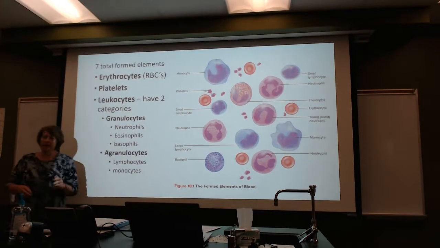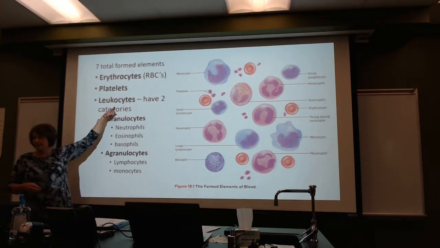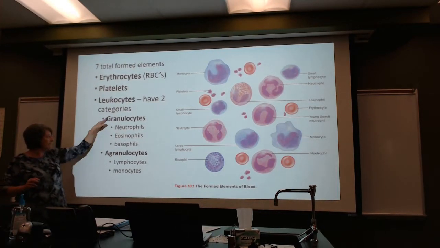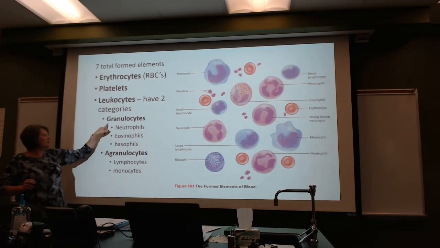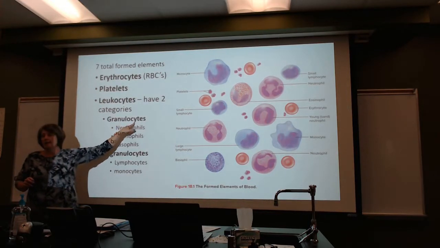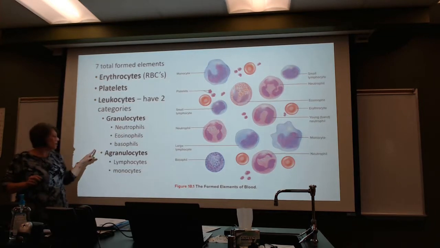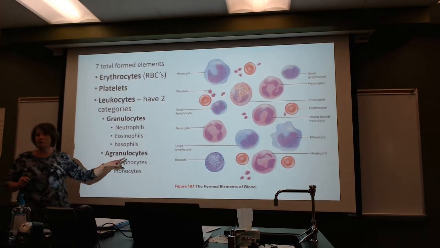Then I have my leukocytes, the white blood cells. They are classed, the categories that they exist in. They can either be a granulocyte or an agranulocyte.